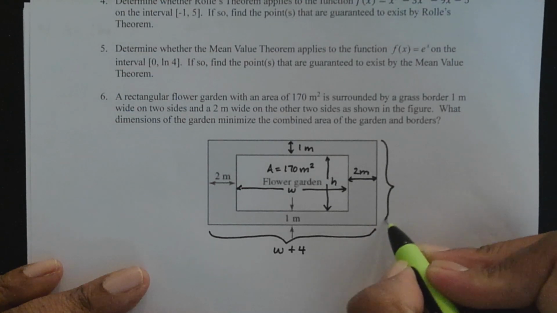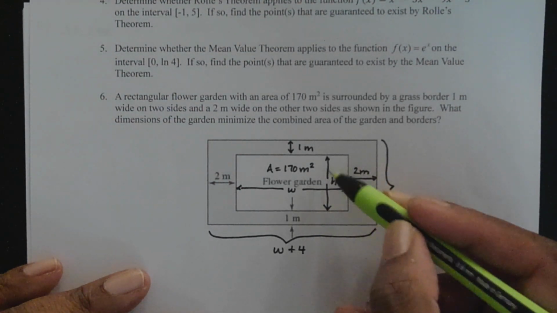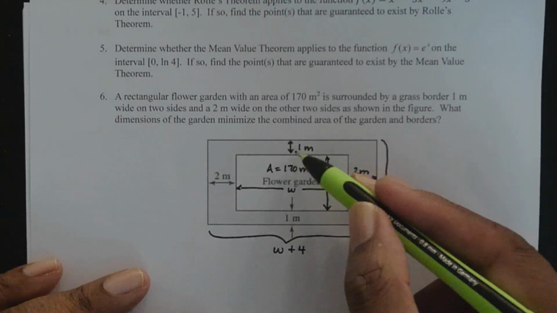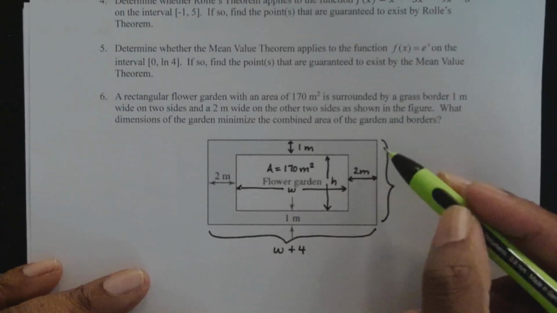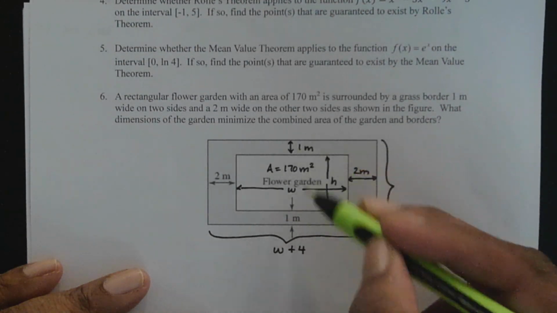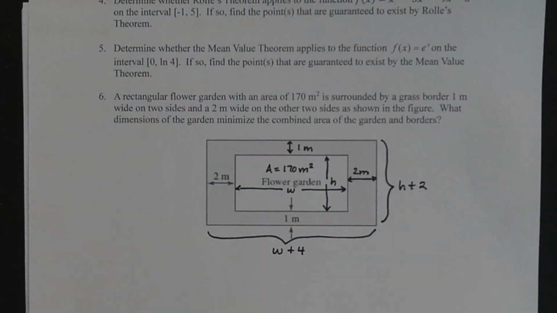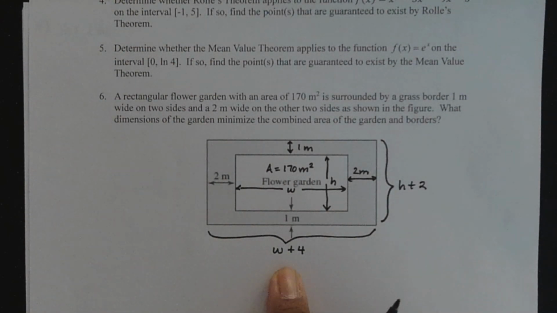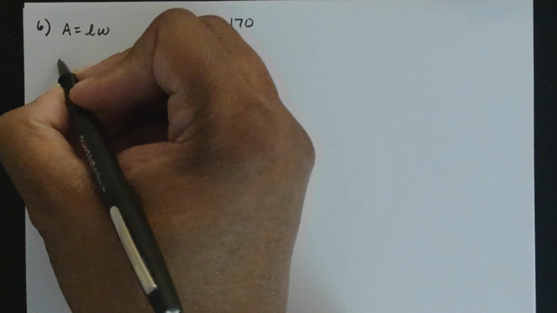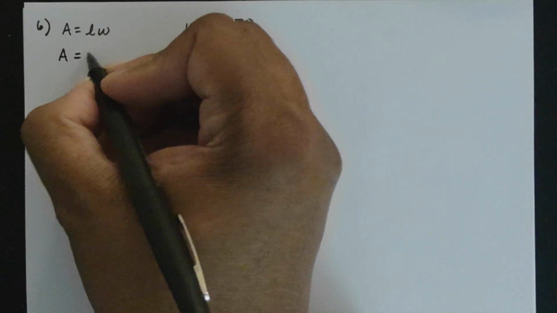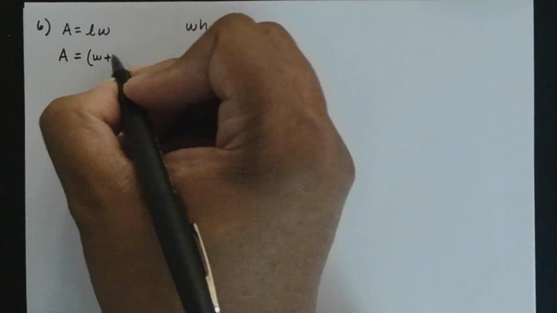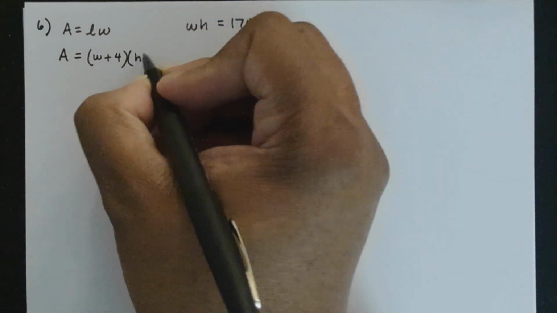And then going in this direction, if this is the height, and I got 1 meter and 1 meter, well, 1 plus 1 is 2, so this whole height altogether will be H plus 2. So the area of the garden and the borders itself would be W plus 4 times H plus 2. So here's what I'm going to have. A is equal to W plus 4 times H plus 2.